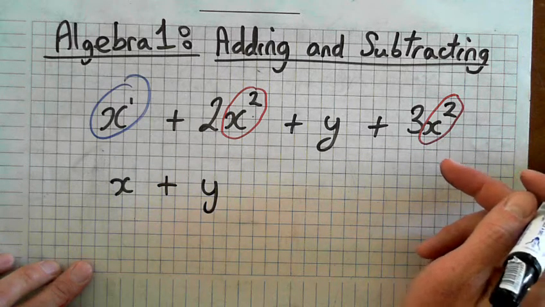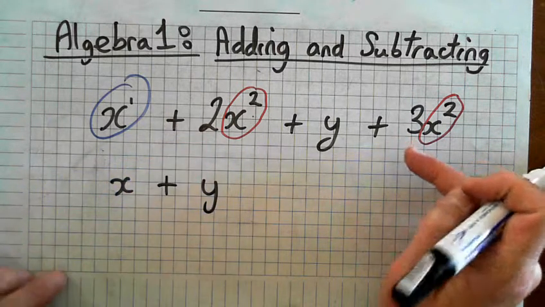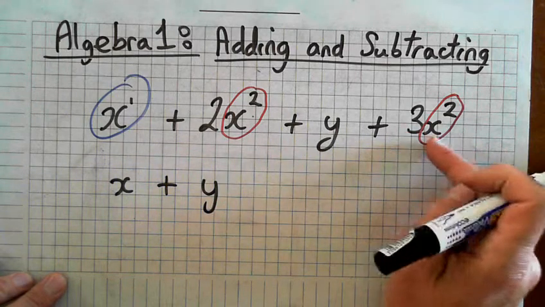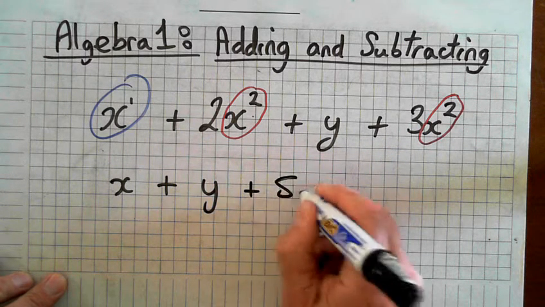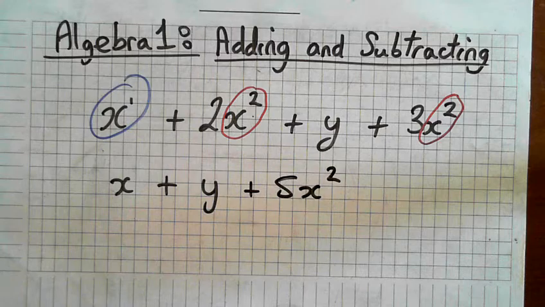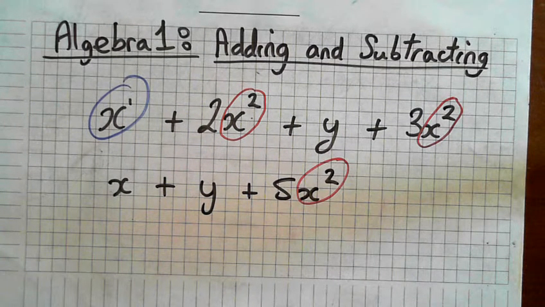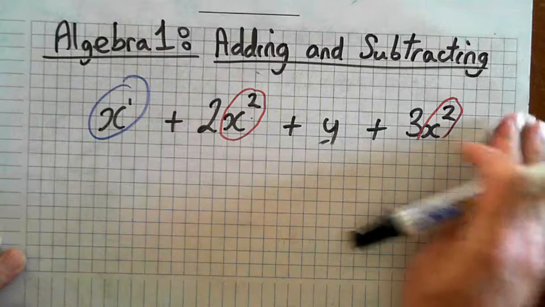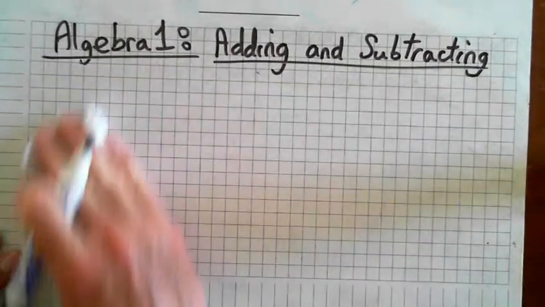We have 2 and 3. We have 2 of them here, and we have 3 of them here. See that? We have 5 of those objects. Is that simple enough? Yeah? Now watch this.